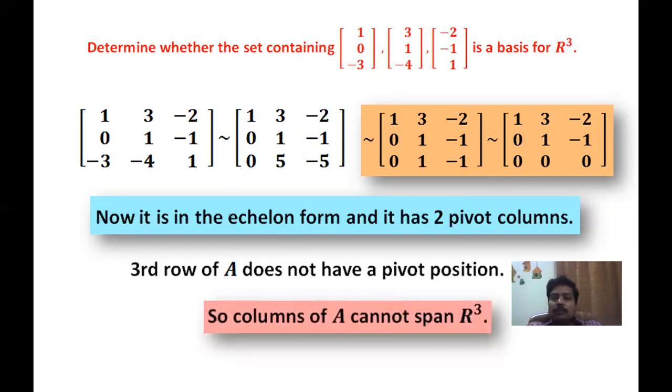Whenever a row does not contain a pivot position, we can say that the columns of A cannot span R3. For the same old reason, we can't produce non-zero scalars in the third row using this matrix. So the columns of A cannot span R3.